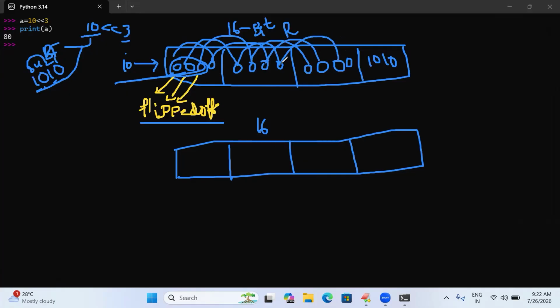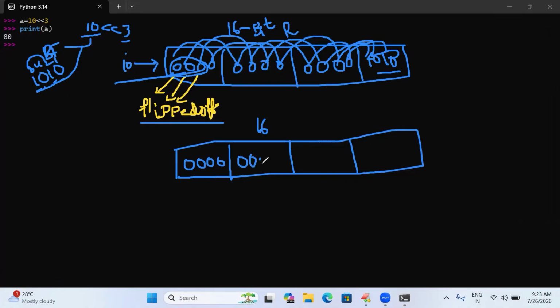This 0 is going to be placed here, this 0 is going to be placed here. This 1 is going to be placed here, this 0 is going to be placed here, this 1 is going to be placed here, and this 0 is going to be placed at the position of 1. So here we are getting 3 empty spaces. See here, I'm going to do this: here 0, 0, 0, 0.